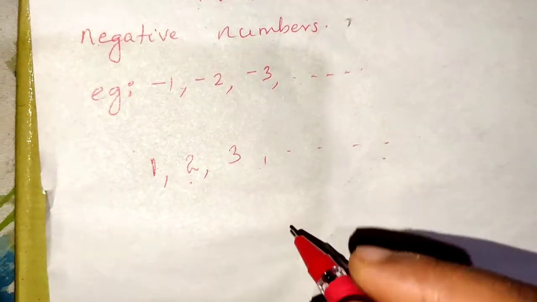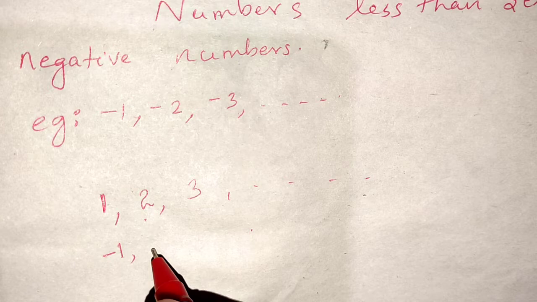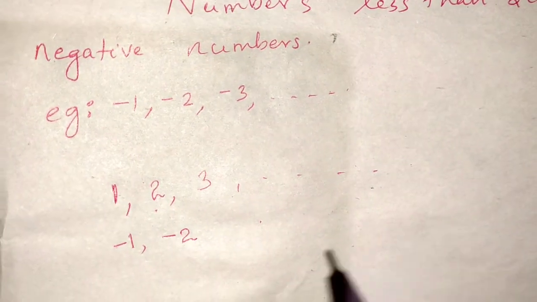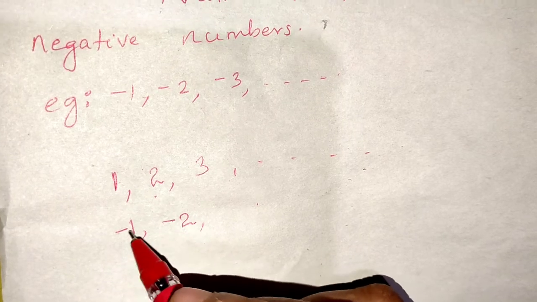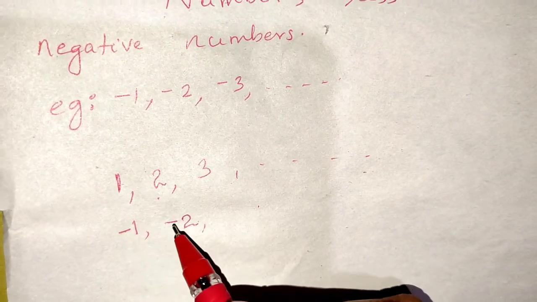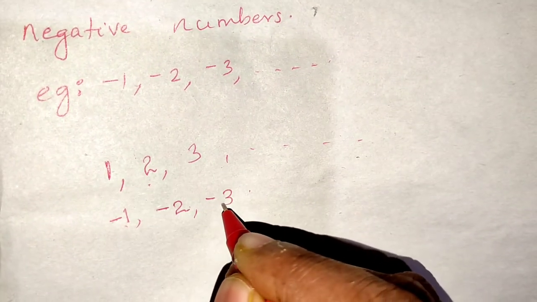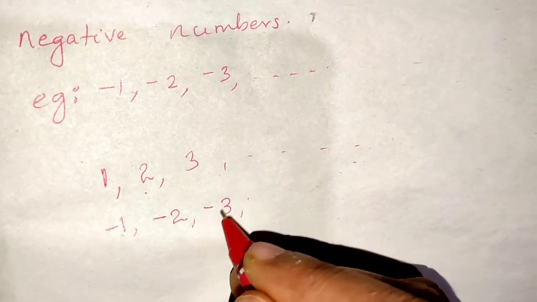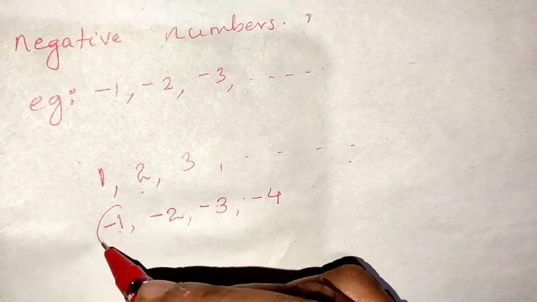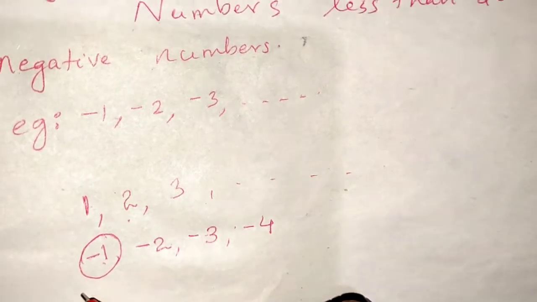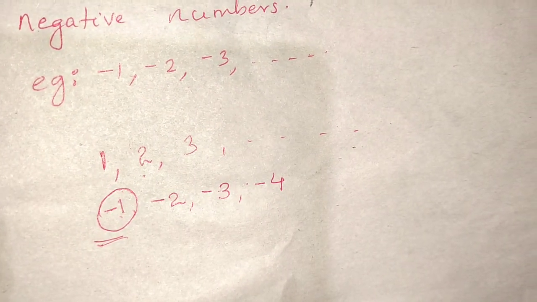Similarly, 0 minus 1 is -1. Then -1 minus 1 means it is decreasing, so -2. That means -2 is less than -1. Then what about -3? It is smaller than -2. Then what about -4? It is 1 less than -3. So which is the largest negative number? The largest negative number is -1.